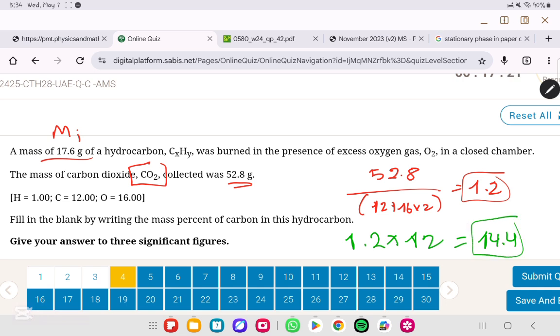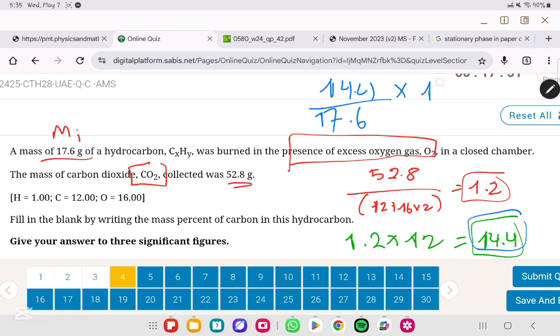Why did we do this? Because they said it was burned in the presence of excess oxygen, meaning that all of the carbon was used in the process of making the carbon dioxide. So the mass of carbon that we found as part of the hydrocarbon is 14.4 over the total mass, which is 17.6, multiplied by 100. Why? Because they want it as a percent.